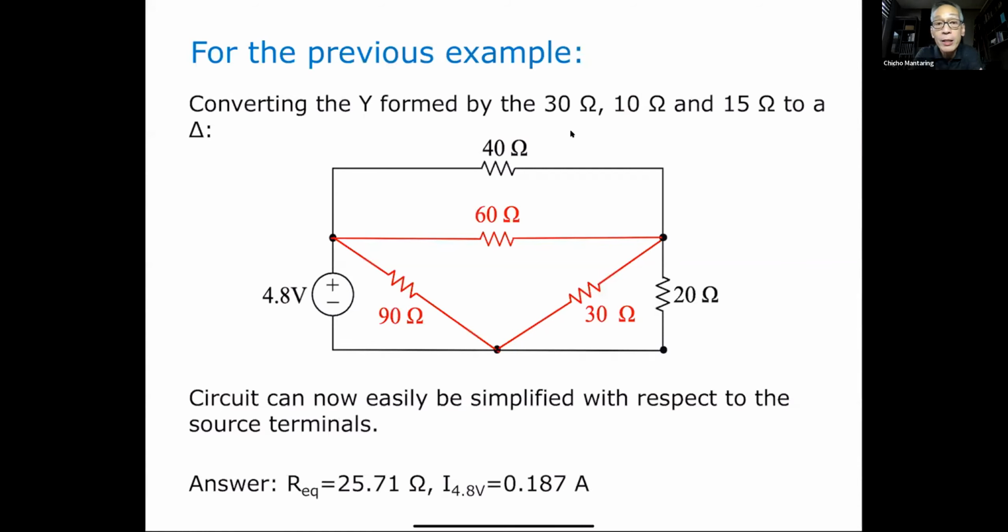Are there any questions? Okay. So that's circuit simplification when you have resistive networks.